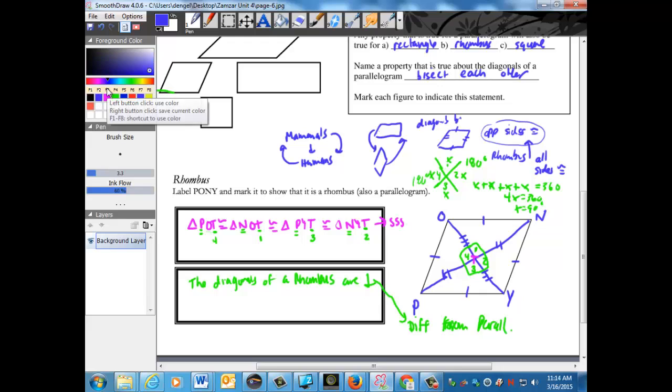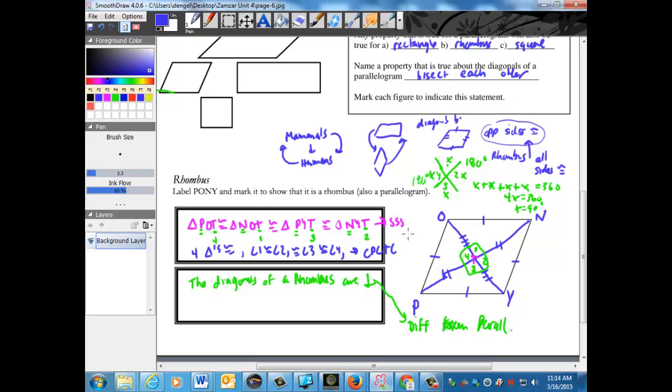So what we just did is, since we have four triangles that are congruent, POT, NOT, PYT, and NYT, then what I can say is that angle 1 is congruent, equal to angle 2, which is congruent, equal to angle 3, which is congruent, equal to angle 4. And why are those angles each congruent? Well, CPCTC, right? These angles are what's considered corresponding angles. So by CPCTC, all these angles are the same, and they're all 90-degree angles.